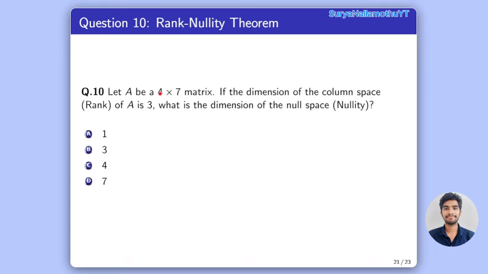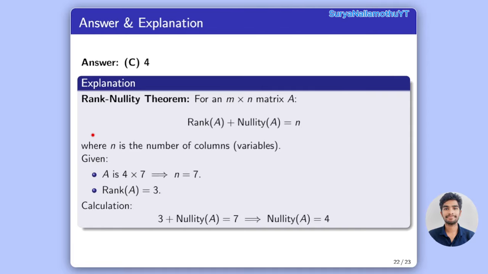Next one is the rank nullity theorem. Let A be a 4 by 7 matrix. If the dimension of the column space of A is 3, what is the dimension of the null space? In the rank nullity theorem, the relation is rank plus nullity is equal to n, right? So rank of A is 3. A is a 4 by 7 matrix, in n into m format. If we take n as 4, 4 minus 3 will be 1. The answer will be 1. But this is wrong.